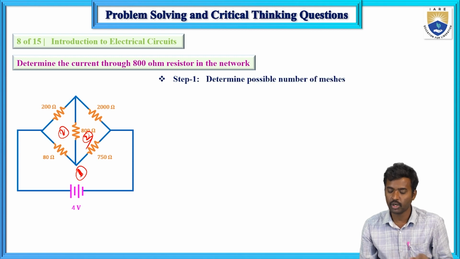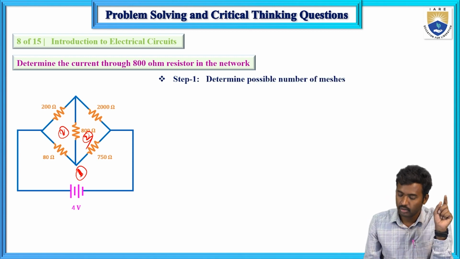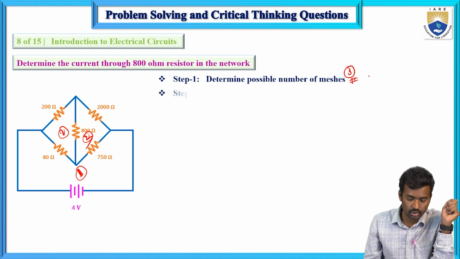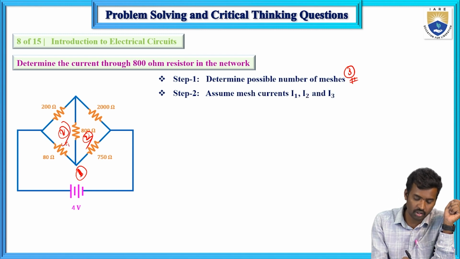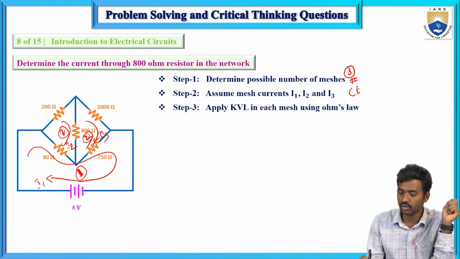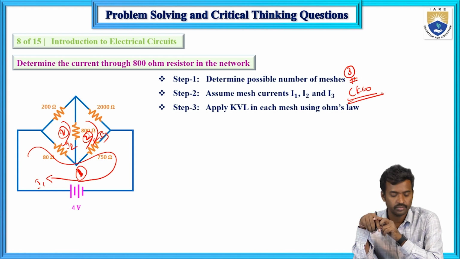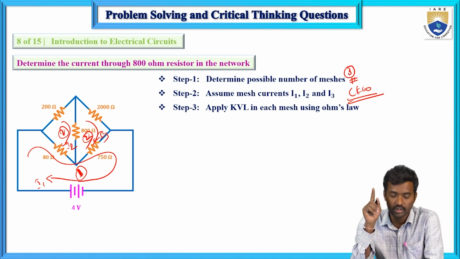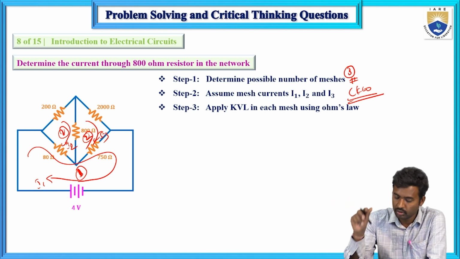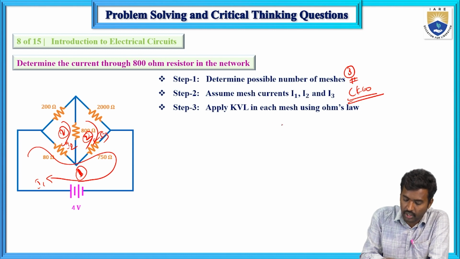So see the steps: determine the possible number of meshes. Mesh 1, mesh 2 and mesh 3. The total number of meshes here is 3. Now assign the mesh currents I1, I2 and I3, all in clockwise direction. That is important. If you take I1 in clockwise direction and I2 in anti-clockwise direction, the readings may go wrong. Then apply KVL in each mesh.